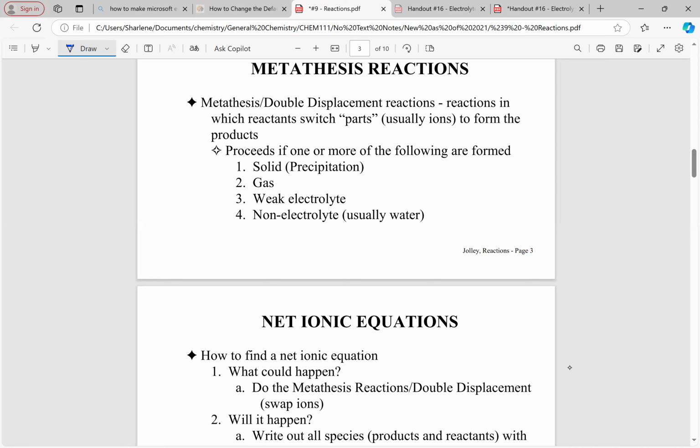Nature loves neutral, or nature loves the lower energy state. And one way we can predict this is by, hey, solids or precipitation, those are generally more stable. So solids, gases, weak electrolytes, or non-electrolytes. Now remember, water is technically a weak electrolyte, but a lot of textbooks don't call it that, so I put water right there as well. But remember, weak electrolytes and non-electrolytes. So a metathesis or a double displacement, we're going to swap partners.